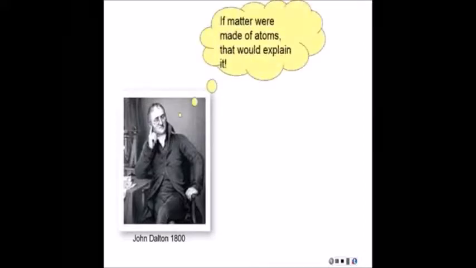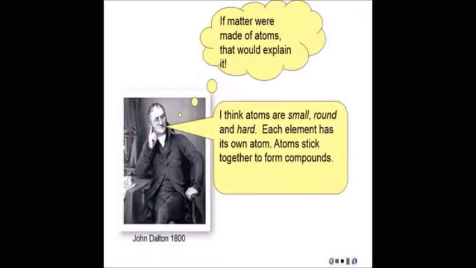It took John Dalton in 1800 to come up with a theory that would try to explain the observations of Proust and Lavoisier. So Dalton thought if matter were made up of atoms, that could explain both observations. Now, he didn't use the idea of Democritus about the atoms, but he thought that atoms might be small, round, and hard. Each element would have its own atom, and these atoms could stick together to form compounds. Now, the basic difference between atoms of elements he thought would be mass. Some would be heavier than others.